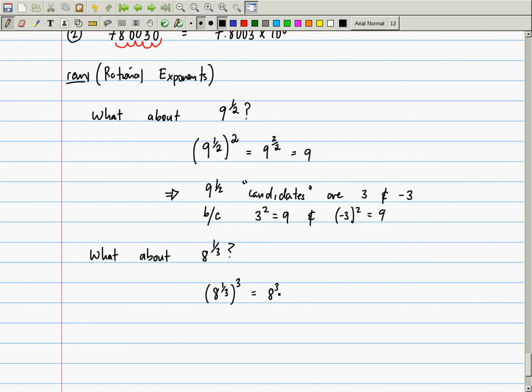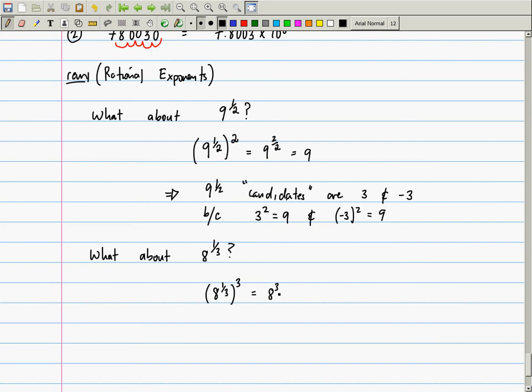So whatever 8 to the 1/3 is, if I cube it, I should get 8. So can you think of a number that when you cube it, you get 8? 2, okay. Right? Is that the only number? Ah, so I got you, right? I was fishing for that. So on the previous example, it could have been 3 squared is 9, but negative 3 squared is also 9. Now here we said, well, 2 cubed is 8, but is negative 2 cubed 8? No, right? Negative 2 cubed is negative 8.